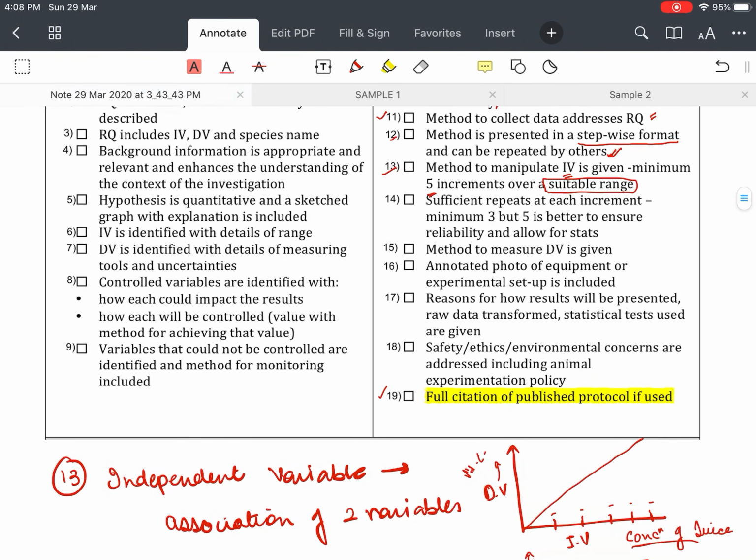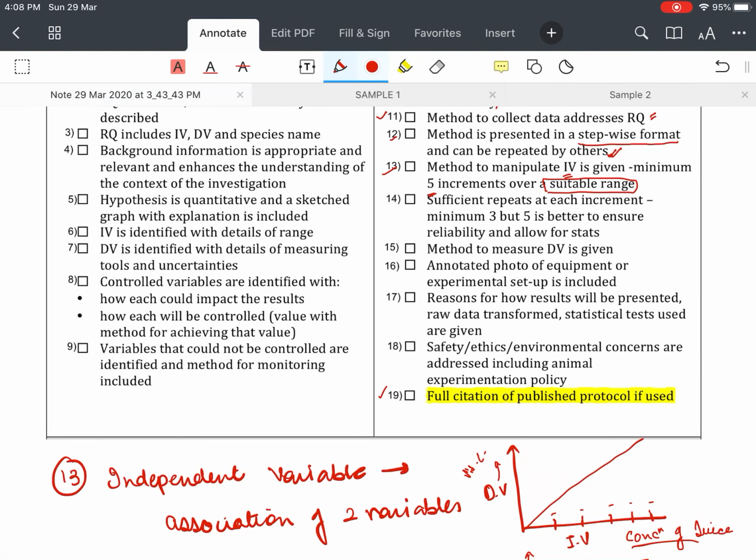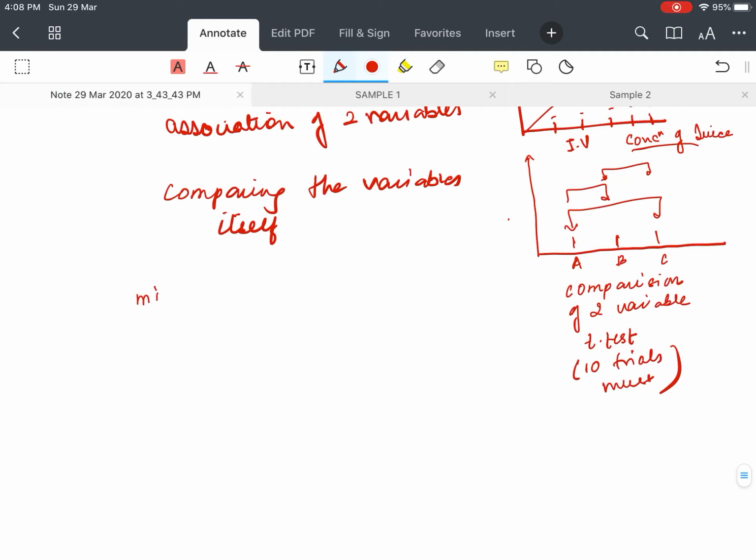Sufficient repeats, as I told you, 5, definitely we need 5. There's no minimum 3, it needs to be 5. But if we are doing the t-test, minimum 10, and for a standard deviation, 5 repeats is a must for standard deviation.